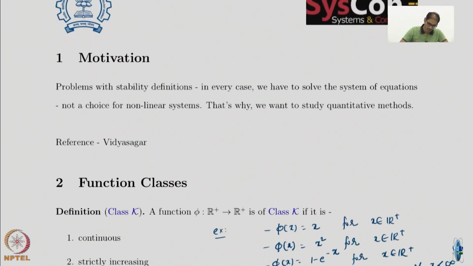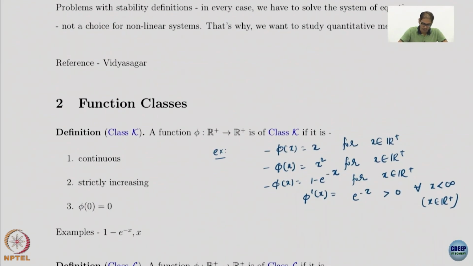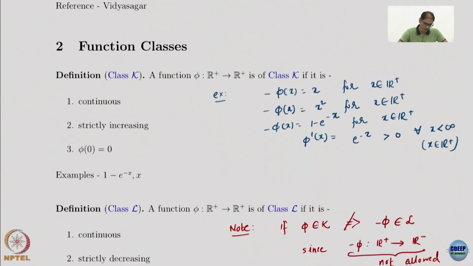As I had mentioned very clearly, there is a problem with stability definitions. We have to solve the system of equations. This has to be the case, because if you are using epsilon delta of any form, you will have to solve. Whatever examples we took, we actually solved the system, which is not possible for most nonlinear systems. And so we are looking at actually not quantitative, but I would say more qualitative methods. I'll leave this word as it is, because it depends on how you think about it. Before we go on to talk about the Lyapunov theorems, we need some background.